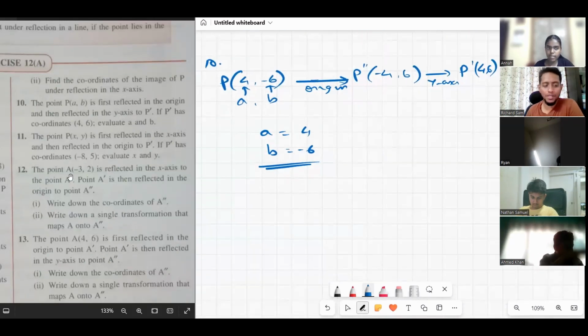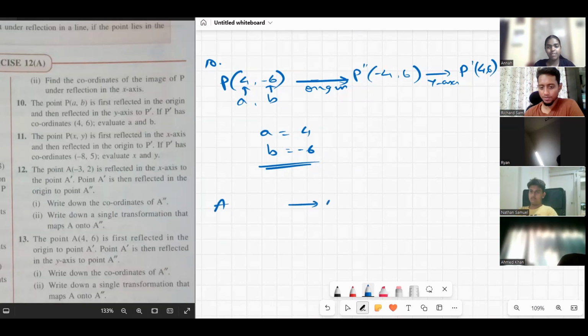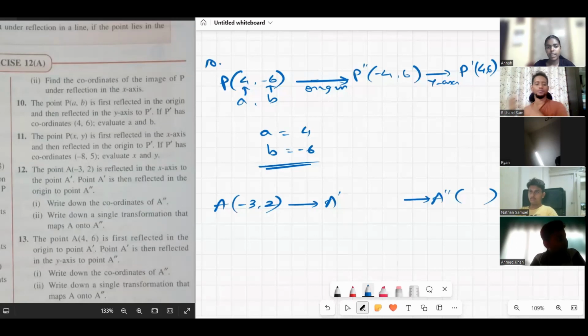The point A minus 3, 2 is reflected in the x-axis to the point A dash. Then point A dash is reflected in the origin to point A double dash. Write the coordinates of A double dash. So now this is not backward, this is forward only. A first is reflected to form A dash, and then that is reflected to form A double dash. We know A's coordinates, minus 3, 2. So complete it. Tell me what is A double dash.